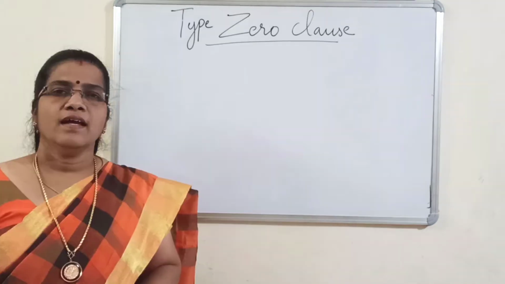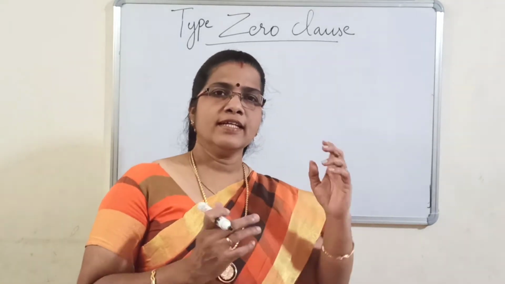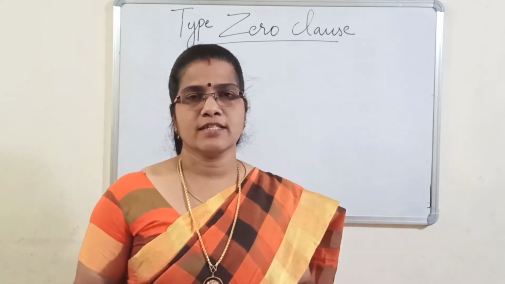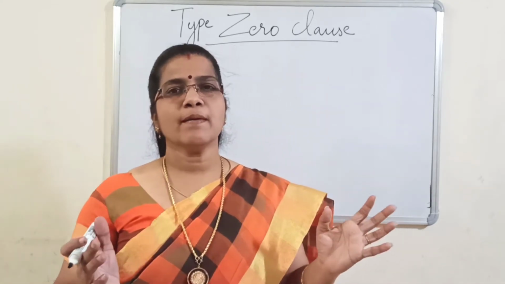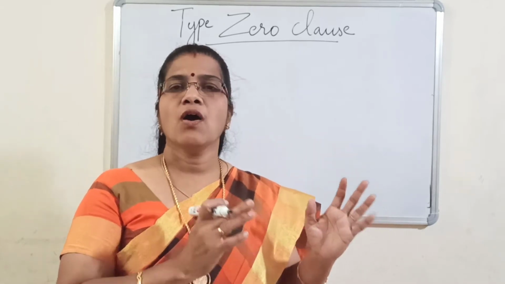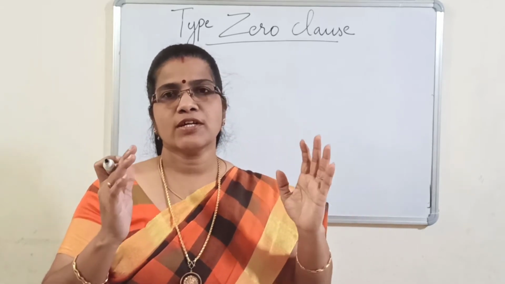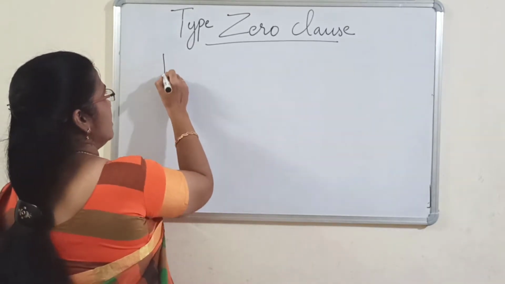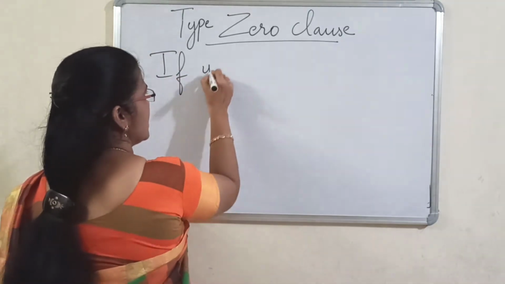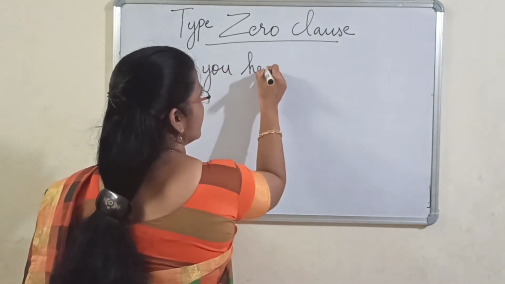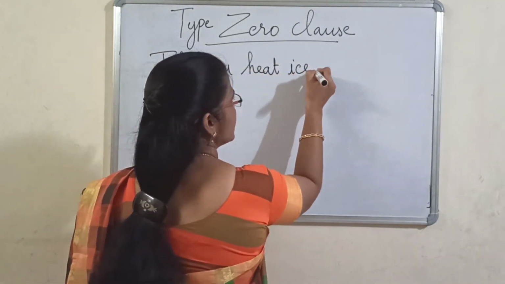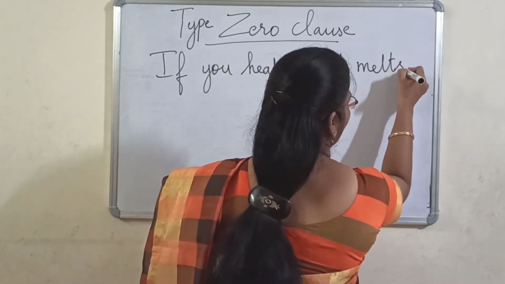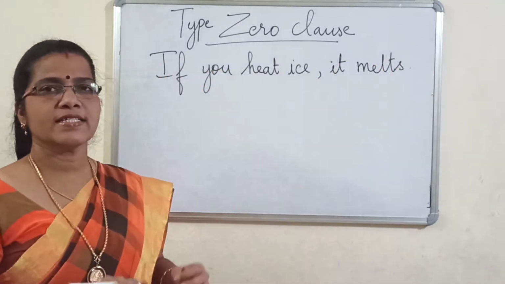Okay, right. Now let's learn about yet another type of conditional clause, that is zero type or type 0 conditional clause. So here we speak about scientific truth or things which have got general validity. Okay, so you can say, if you heat ice, it melts.